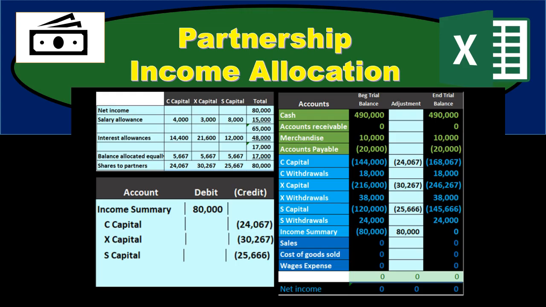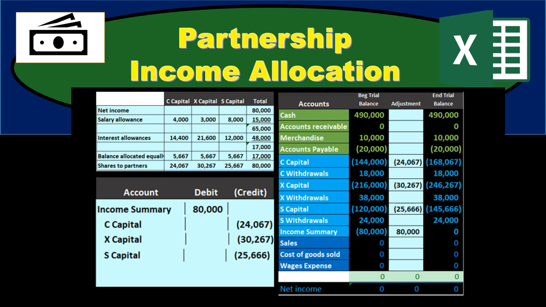The allocation of income to the partner capital accounts is one of the key differences between a partnership type of accounting and a sole proprietor or corporation, and therefore one of the areas we need to focus in on when dealing with a partnership. In other words, the question is, how do we record or track the income that has been earned to the individual partners?